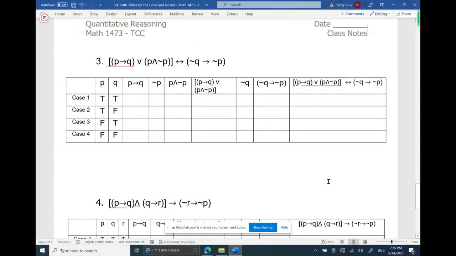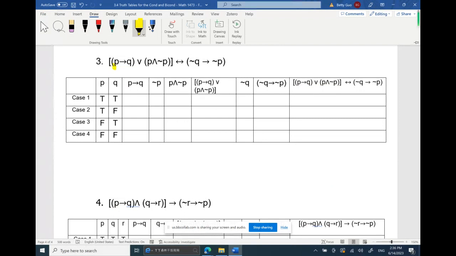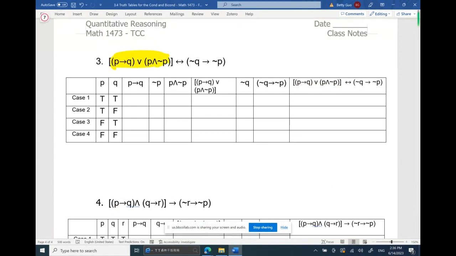Number 3 is a very complicated compound statement. The important thing is to see the structure. You see this bracket? The whole bracket groups the whole thing here as one component, and this is another component. So the structure of this compound statement is a biconditional. This is the first piece in the bracket, and this is the second piece in the parentheses. And the last column is a biconditional of those 2 components.